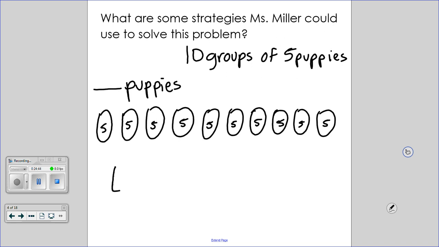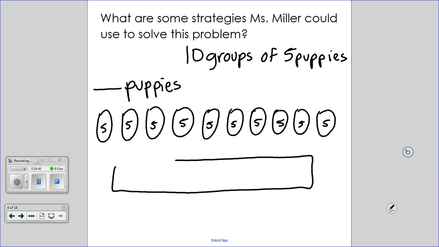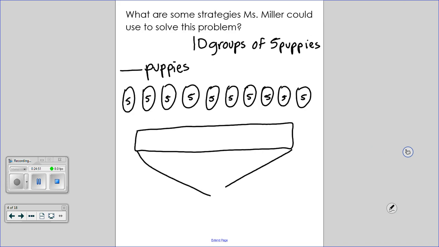We're going to start with a bar, as always. And I know my bar is always equal to my whole, or my total amount. Do I know the total amount of puppies? No, I don't. I just know I got a lot of them. So I don't know. But I'm going to be breaking my bar into groups.